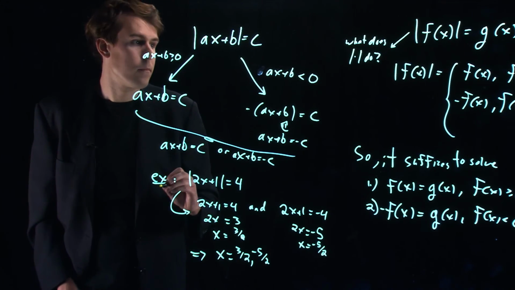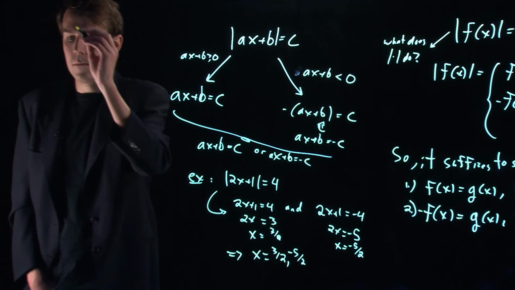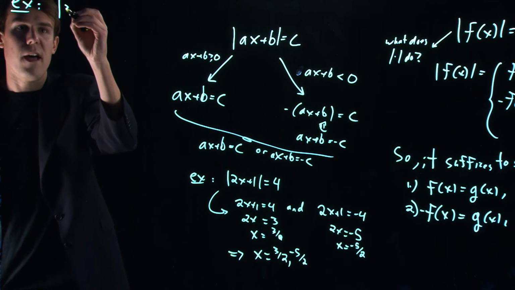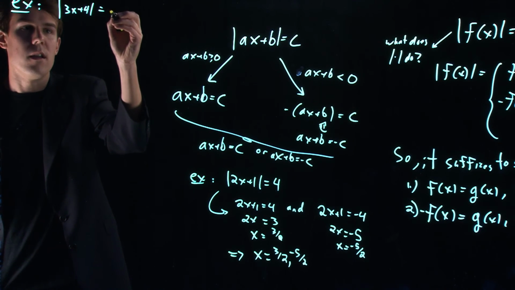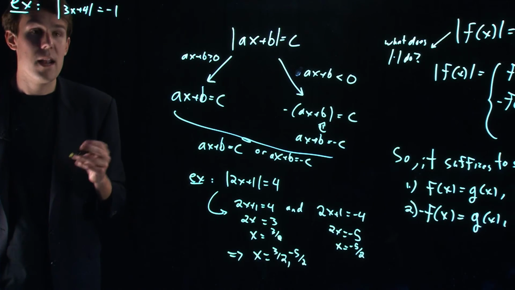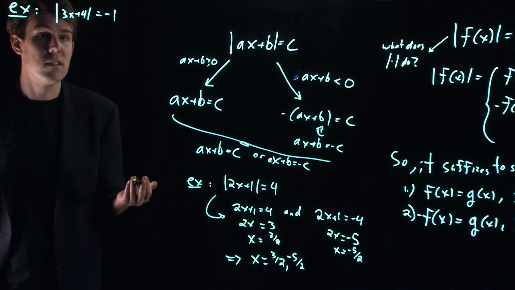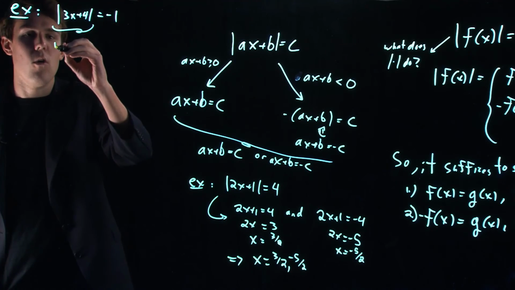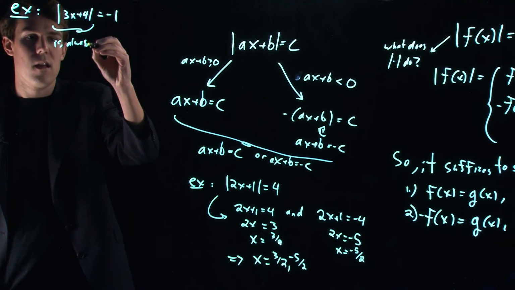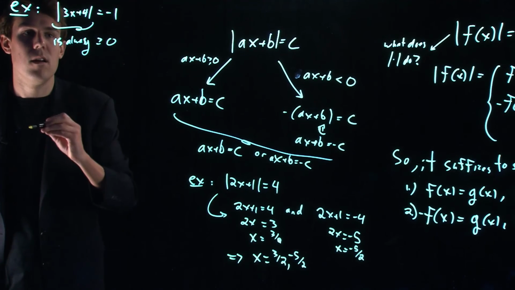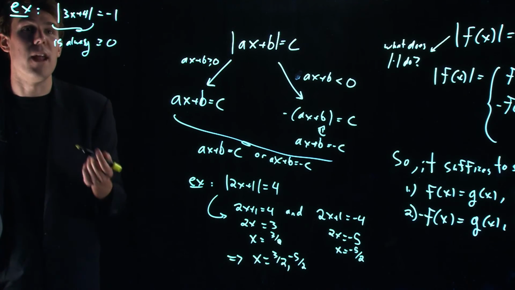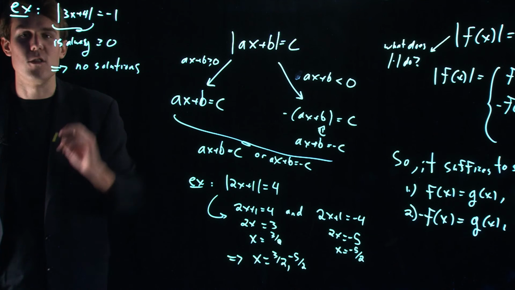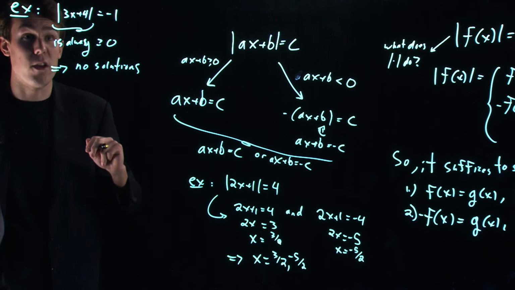Let's do one more. Absolute value of 3x plus 4 equals negative 1. Now, we could go through the process to try to solve this, but something we would find is that it's not possible, because we know that this is always greater than or equal to 0. So in particular, for no value of x will it equal negative 1. So there are no solutions to this. So this is sort of a trick question to see if you understand how the absolute value works.